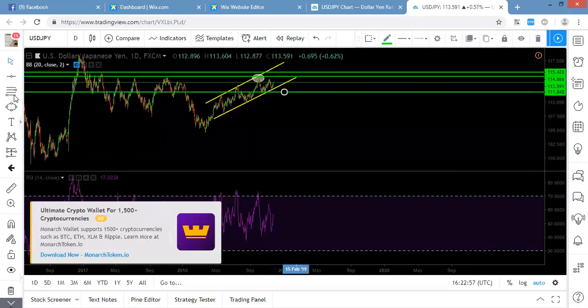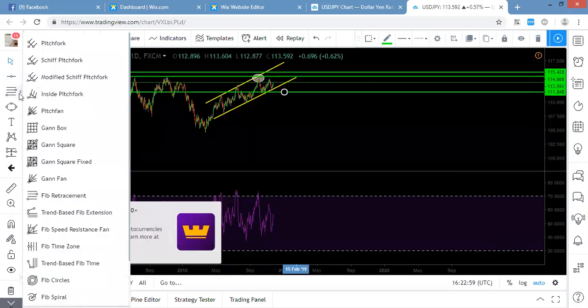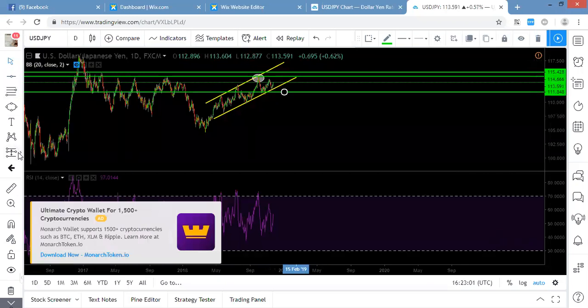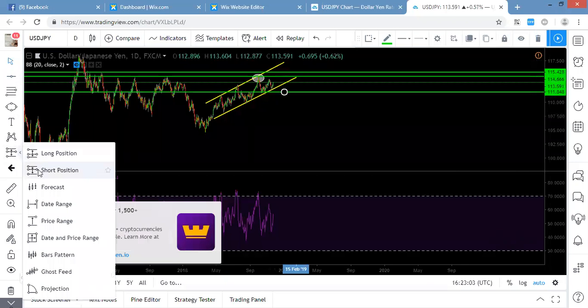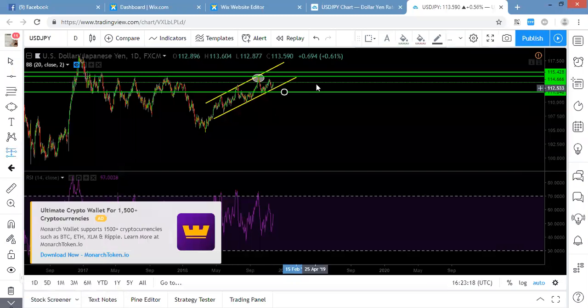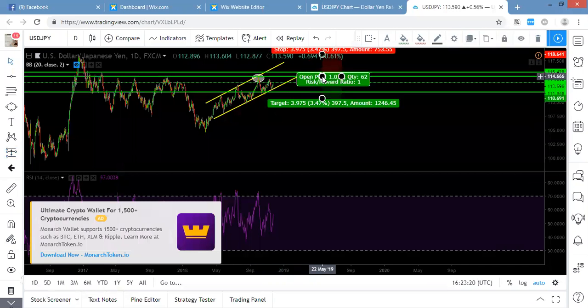So again, I'm going to grab this short position. Now, the reason why I'm using the short position is because it's a sell. We're shorting the market. If I was placing a buy, I would use the long position because it's a buy. And again, all this is doing is showing you your risk to reward, which is very, very important. So I'm going to just click to place it.